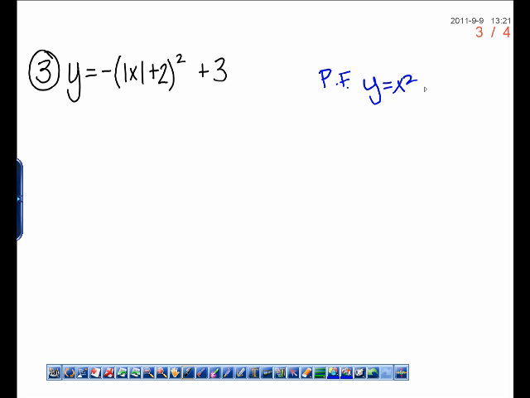So that means we have to apply all the other transformations, which we already did back in number 1. So what do you think you should do? Go back to the first graph with no absolute values. That's what we're going to apply this absolute value of x to.